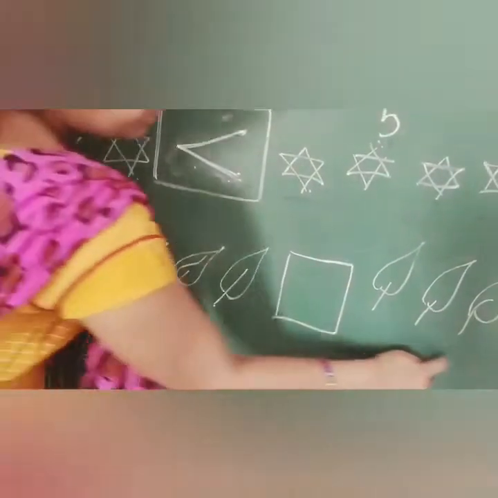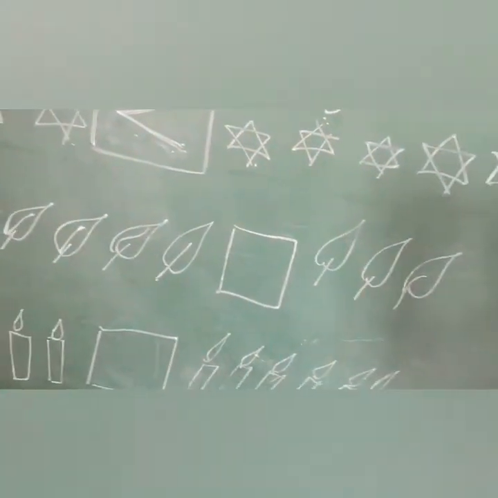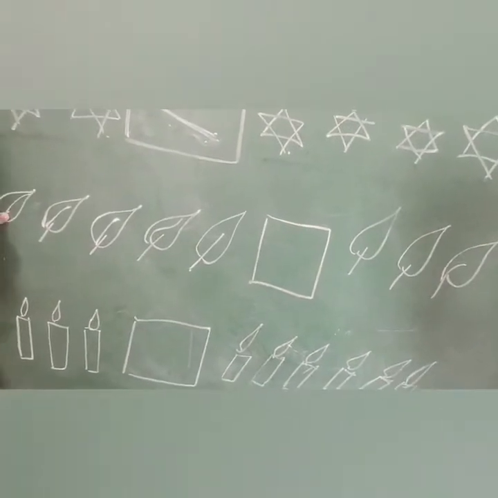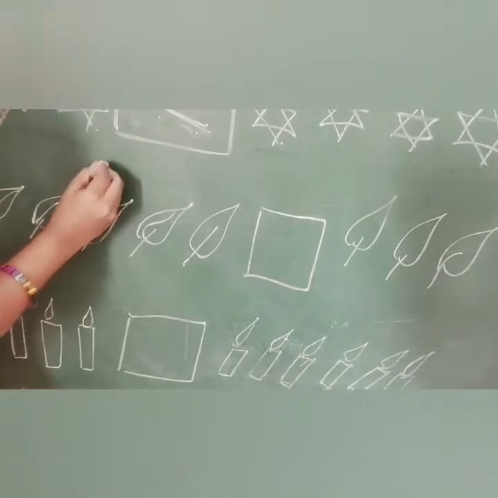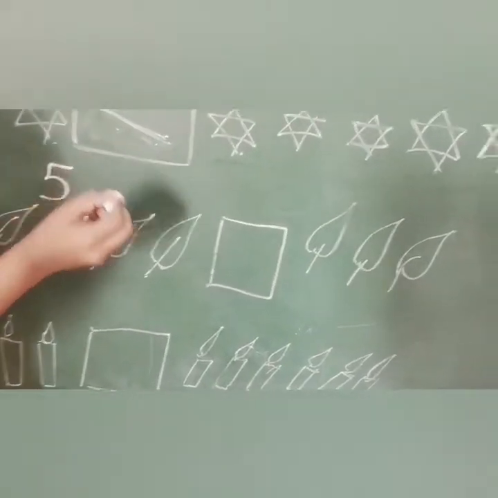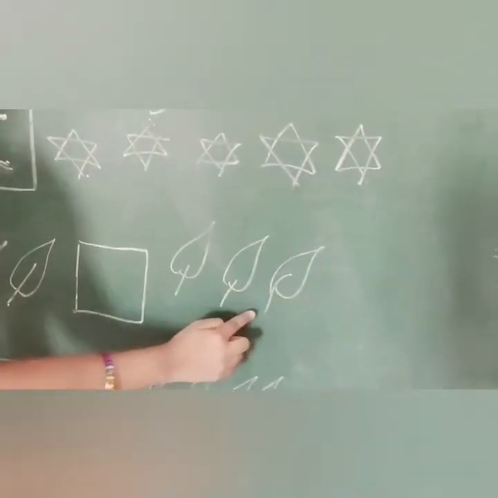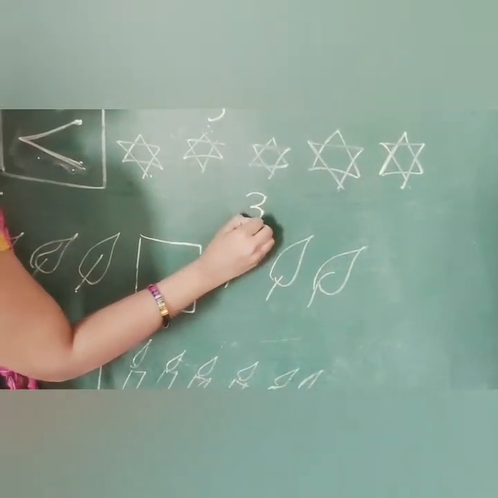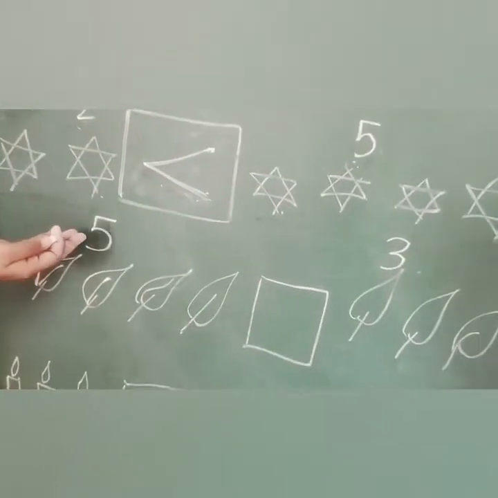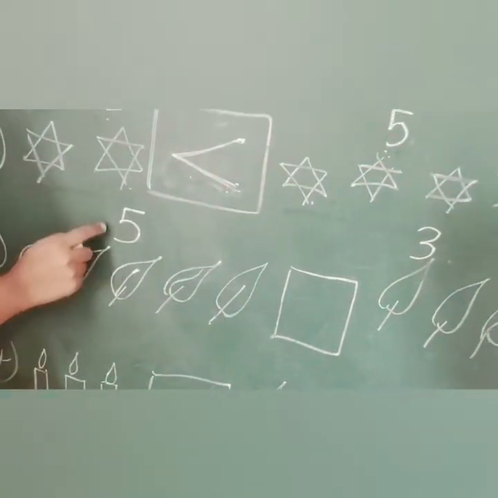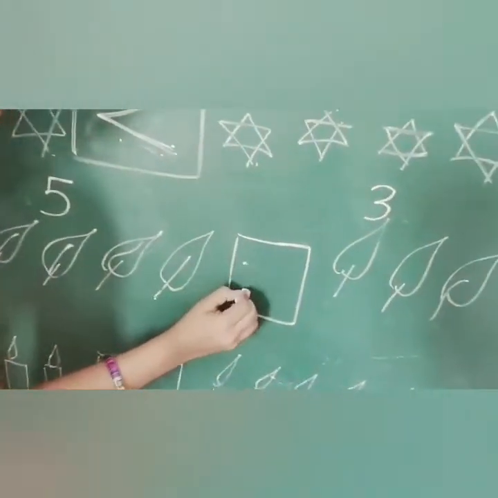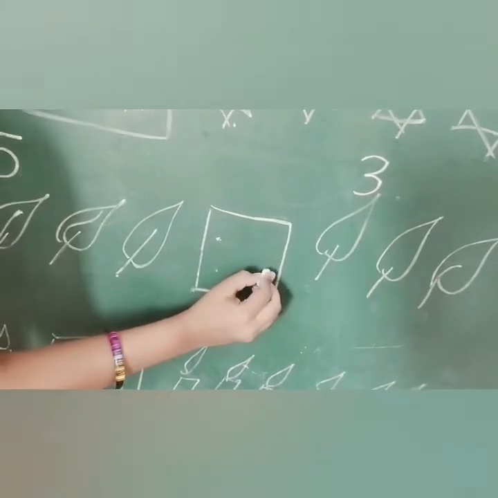See, I have many leaves here. Let me count how many leaves are here. 1, 2, 3, 4 and 5. I have 5 leaves on this side. 1, 2 and 3. I have 3 leaves on this side. Now let's check which is bigger and which is smaller. We already know that the bigger number has 2 points and the smaller number has 1 point.